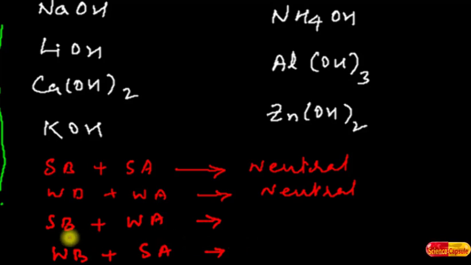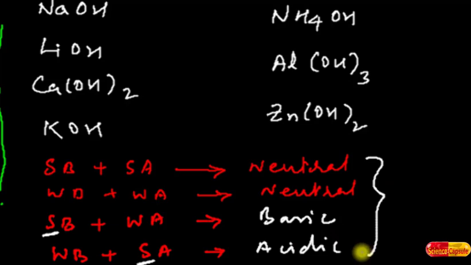If it is a combination of strong base and weak acid, or weak base and strong acid, then the chemical nature of the salt would be on the basis of the strength of the base or acid. Here whichever is strong, that will be preferred. See here, strong base, here weak acid. So strong base is the strong one, so the salt obtained will be basic. And here you see weak base and strong acid, here strong is acid, so the salt obtained will be acidic. So by using this formula we can identify the chemical nature of the salt.